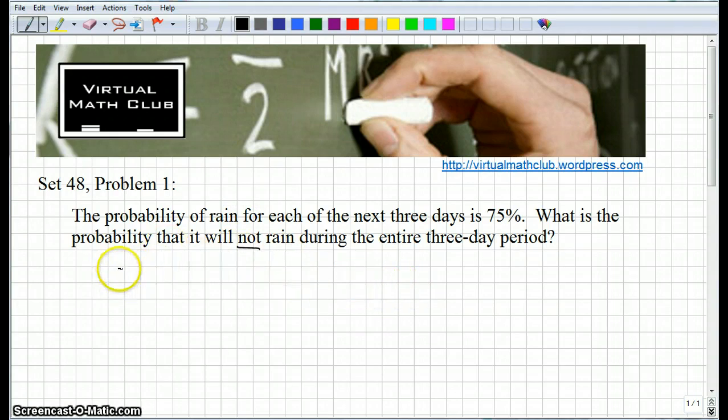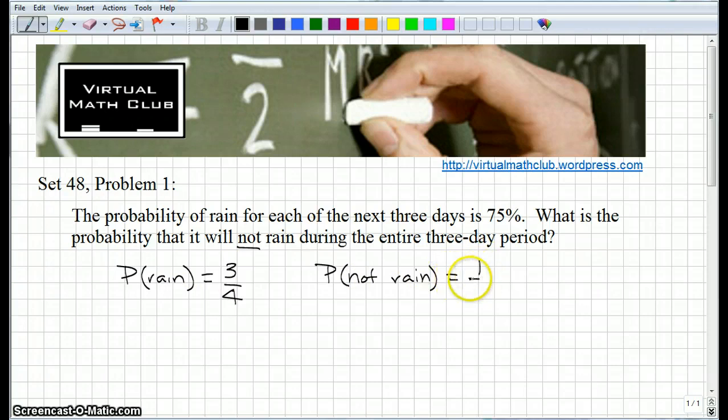Alright, so we're given that the probability of rain is 75%, or I could also write that as 3/4. And because we know that there's a 100% chance that it will either rain or it will not rain, the probability that it will not rain will just be 1 minus 3/4, which is 1/4. Okay? Because the probability that it will rain plus the probability that it will not rain have to add up to 1 or 100%.